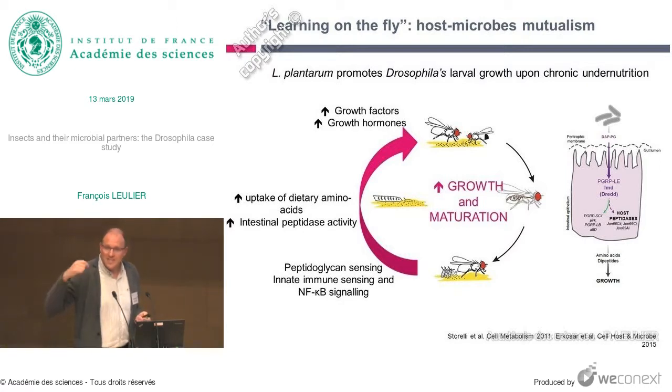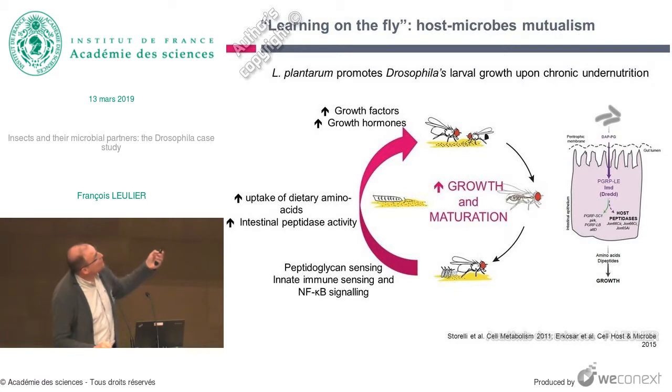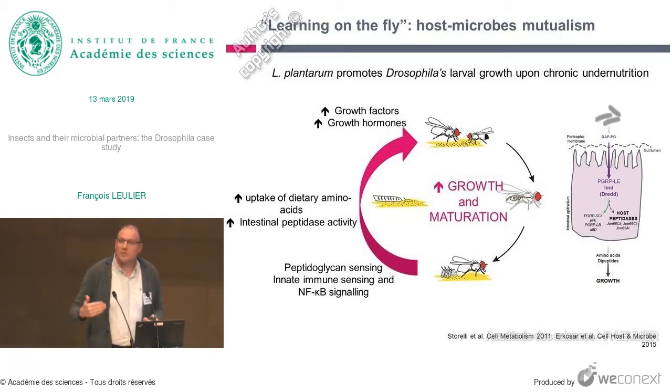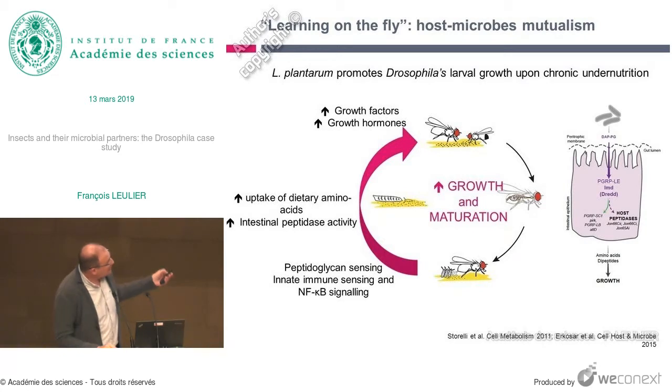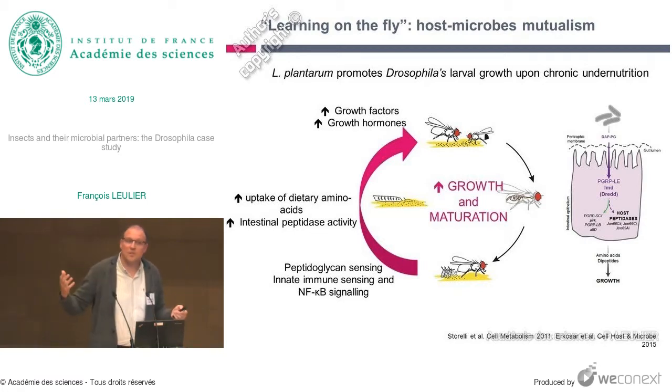inducing systemic signals such as growth factors and growth hormones, which trigger this increase in growth rate and entry into metamorphosis, so maturation steps. So here, by sensing peptidoglycan in the intestine, optimizing digestion and triggering this endocrine signal, we get a systemic phenotype thanks to the presence of a single bacterial isolate in the diet.